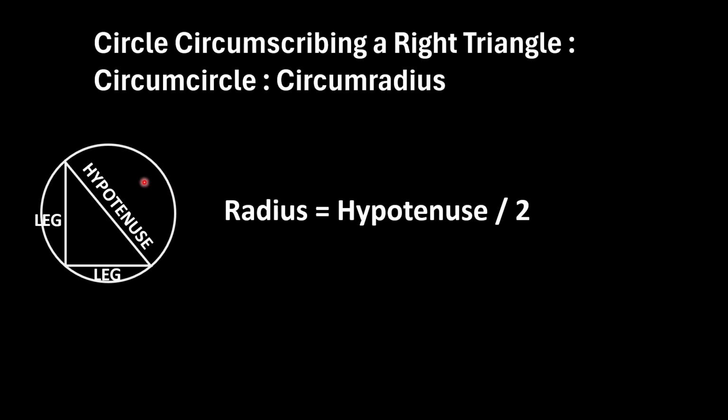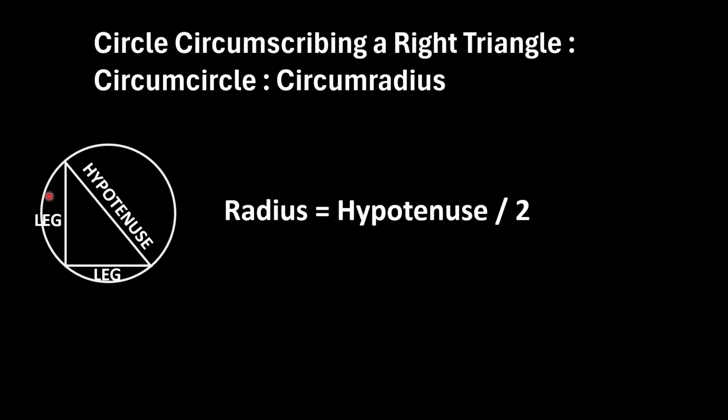When it is inside, it was called incircle. When it is outside, the circle is outside and the triangle is inside. So the circle is outside, circumcircle, and its radius would be circumradius. When it is inside, we call it incircle and inradius. When the circle is outside, we call it circumscribing circle, also called circumcircle, and the radius would be circumradius. The radius will be equal to hypotenuse by 2.